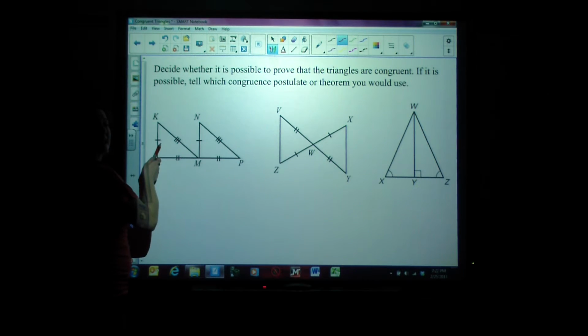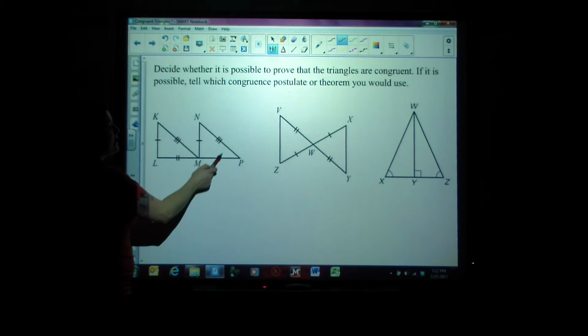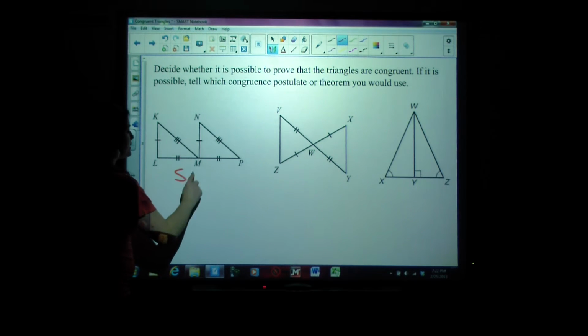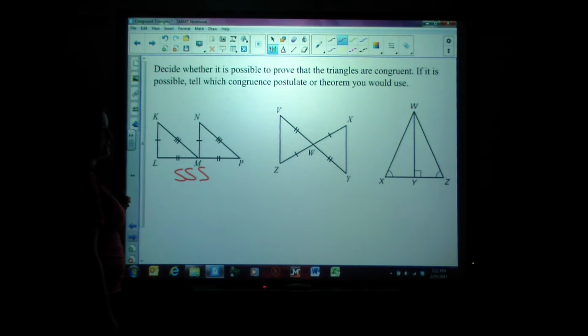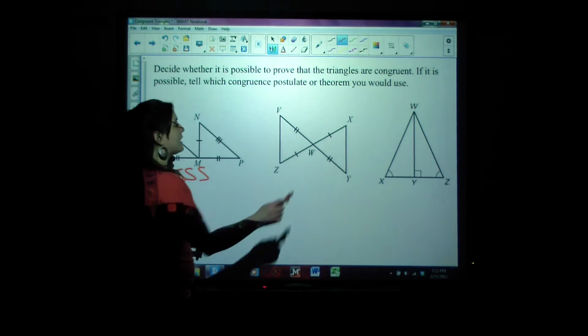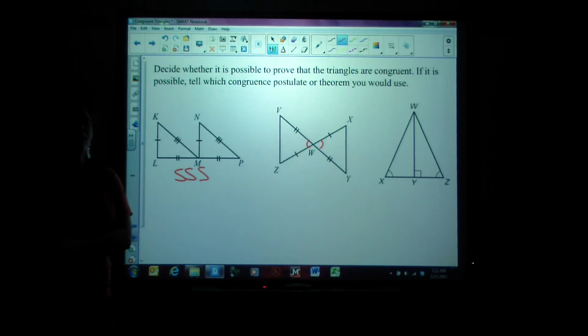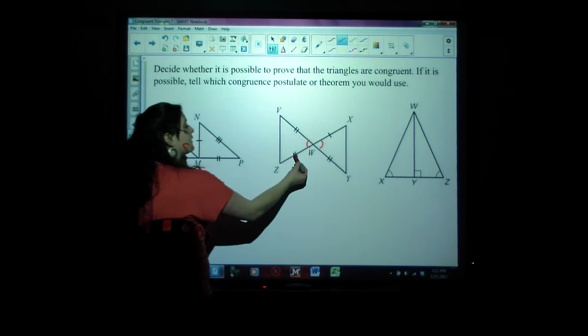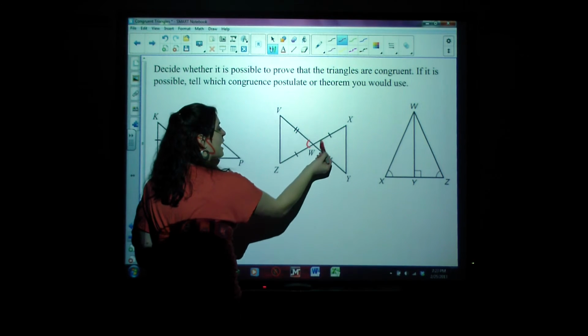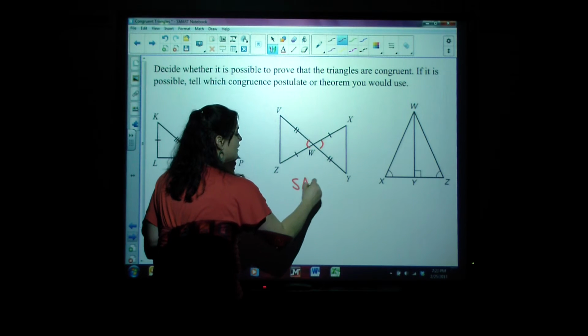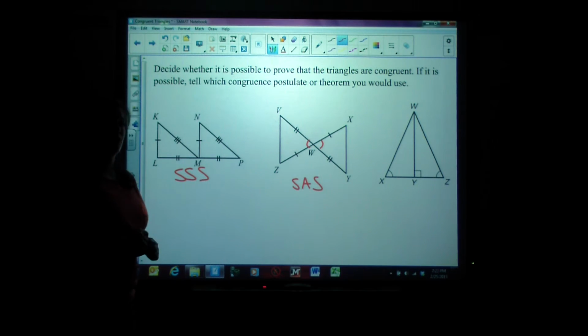We'll see what we got for an answer. In this case, hopefully you found that yes, they are congruent because of the side, side, side congruence theorem. Next one, again, they are congruent because you needed to realize that vertical angles were congruent, and therefore we were given side, angle, side. Therefore those triangles are congruent.